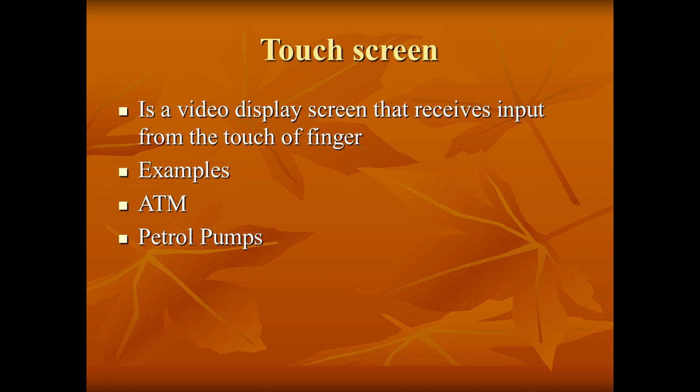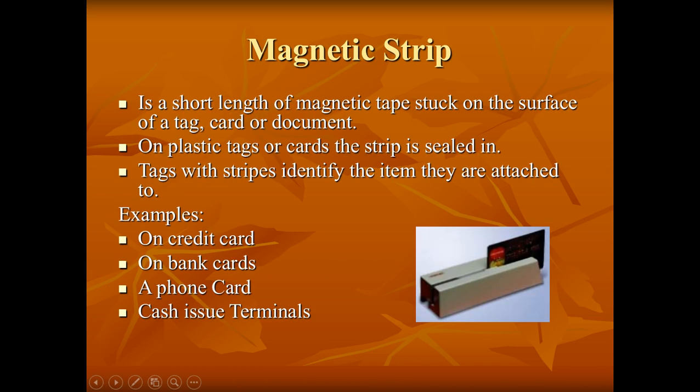A short length of magnetic tape is stuck on the surface of a tag, card or document. Now this is the plastic shape of that one. Advantage of that one: it is simple to produce, it is not easily damaged, and it stores a large number of characters. Disadvantage of that one: data can be changed, erased by magnetic fields.